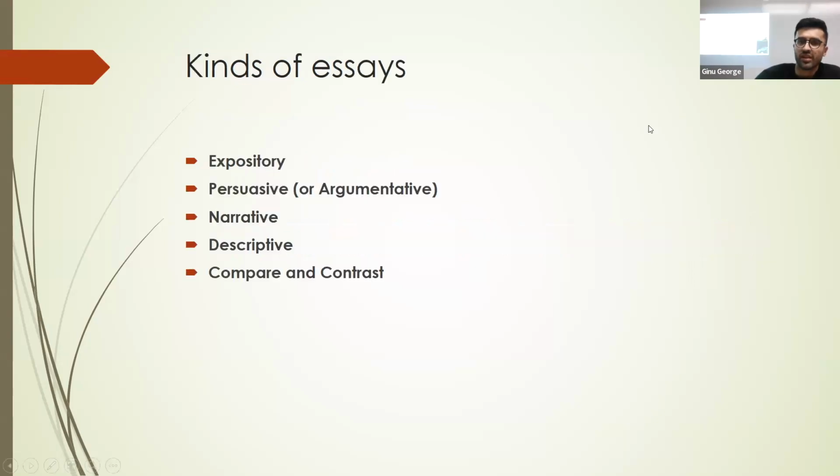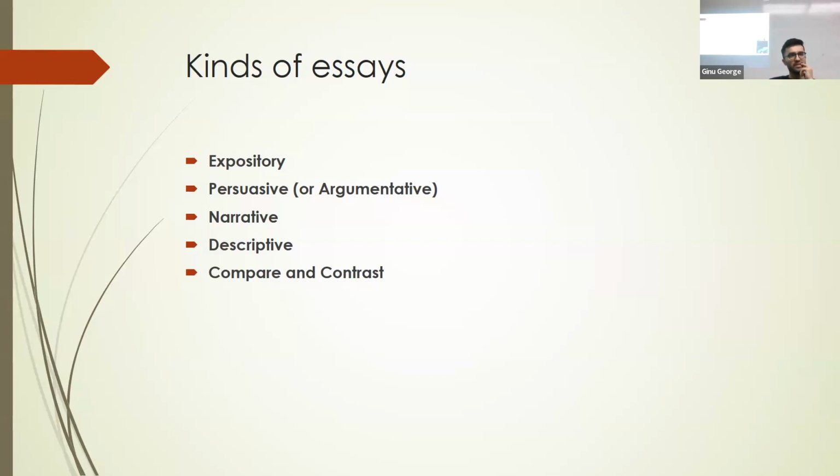Now let's move on and discuss the kinds of essays. Okay, so we have here several different kinds. Okay, expository, and I'll explain what that is. Persuasive or argumentative, narrative essay, a descriptive essay, or a compare and contrast essay. Okay, but what kind? It delivers information. Okay, good. Specifically, how does it deliver this information? It delivers it by explaining something.